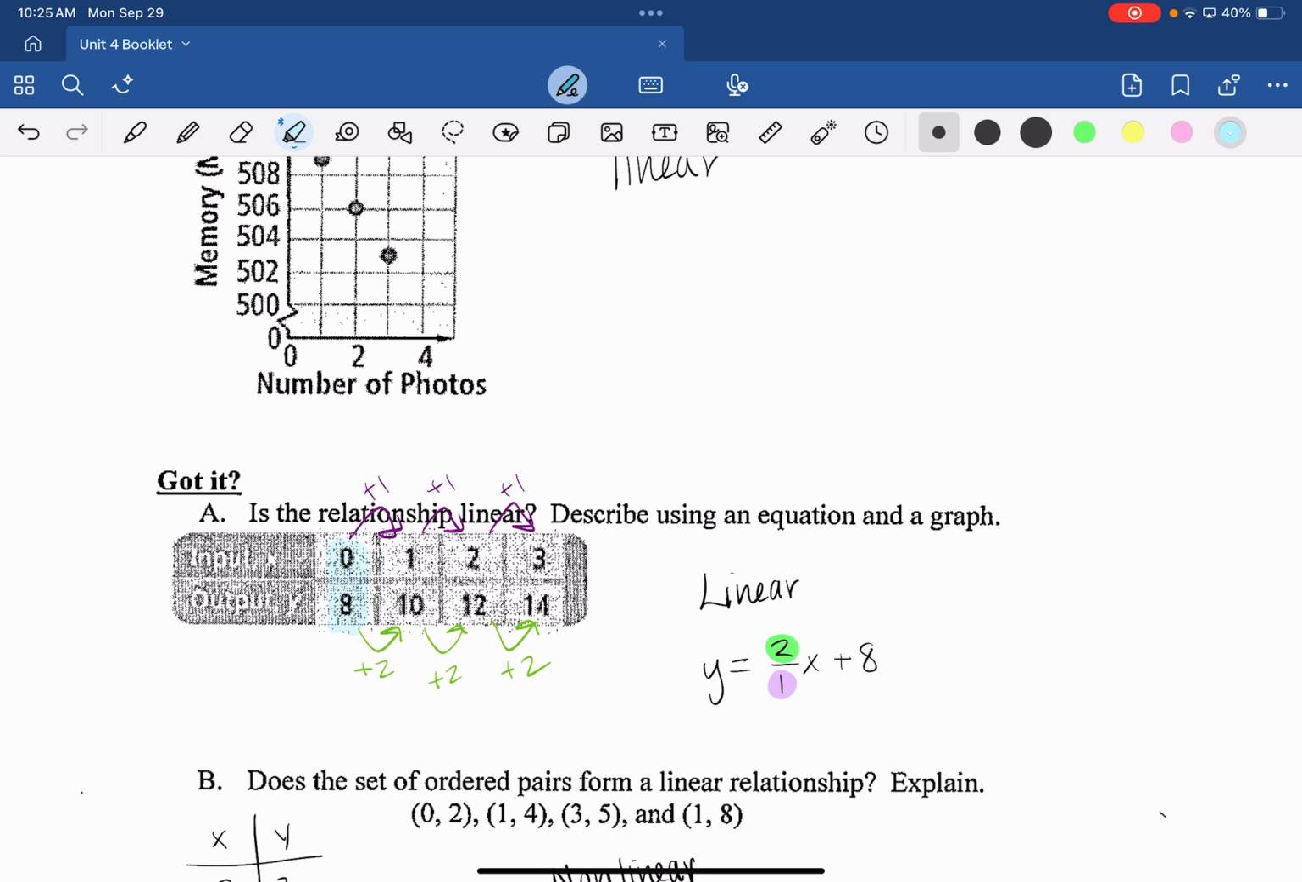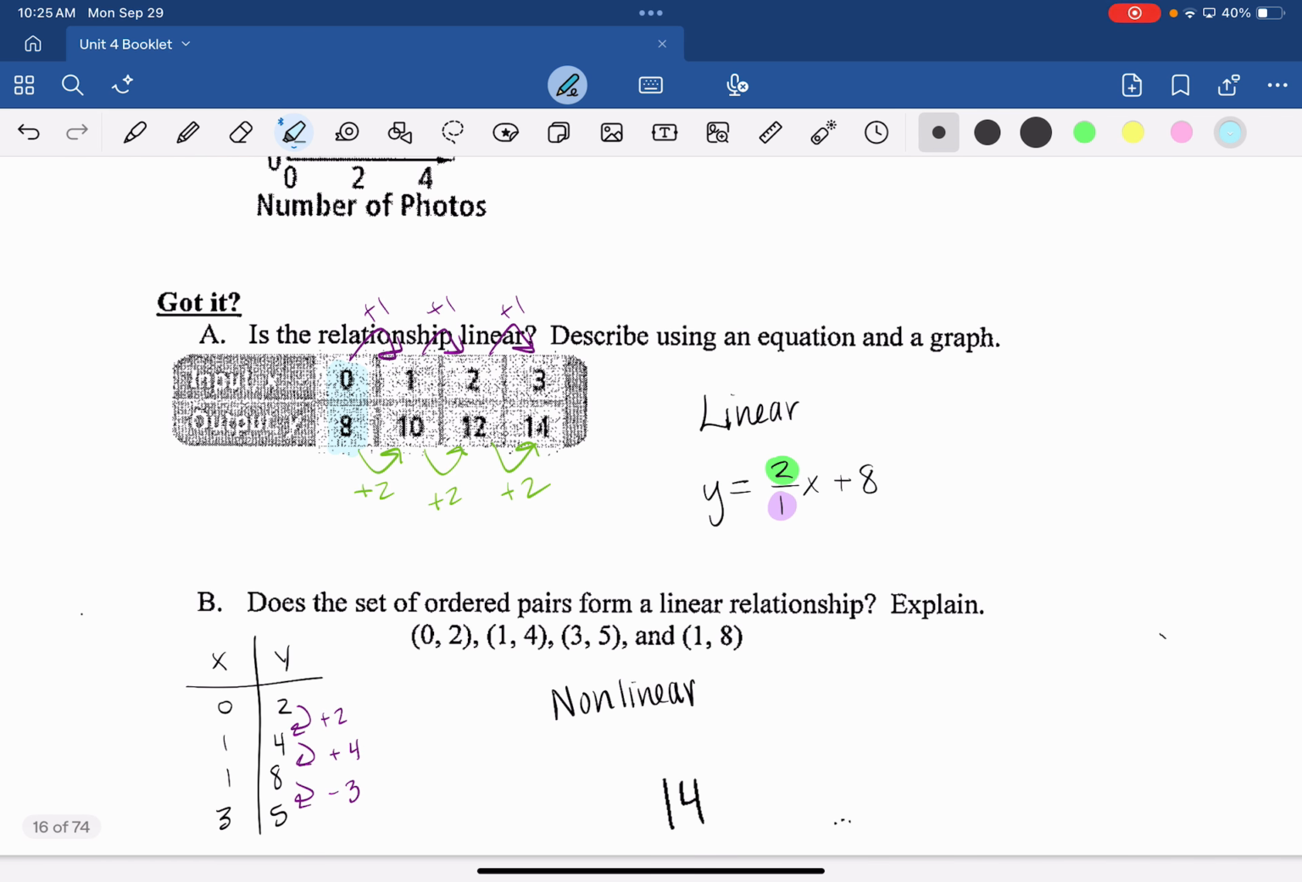Okay, the bottom one, drawing a table is what helps you solve this one. If you draw a table and fill it in, you'd notice pretty quickly that it's nonlinear, right? Because I'm changing by different values. And I actually see 2 1s here. We'll talk about this later, but this isn't even a function, okay, because of that.